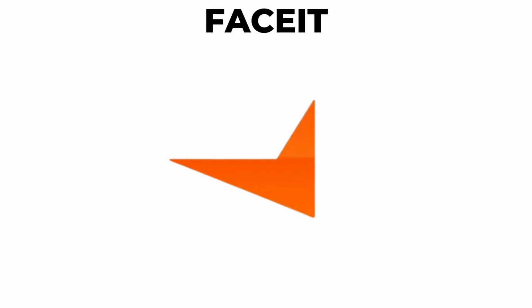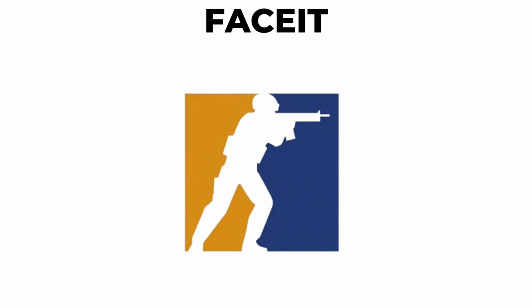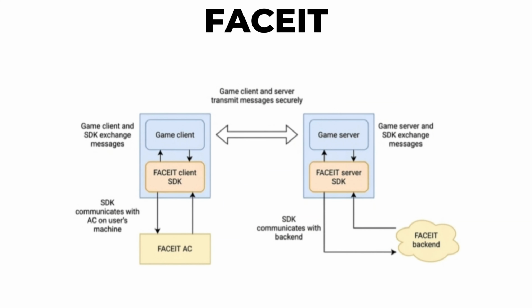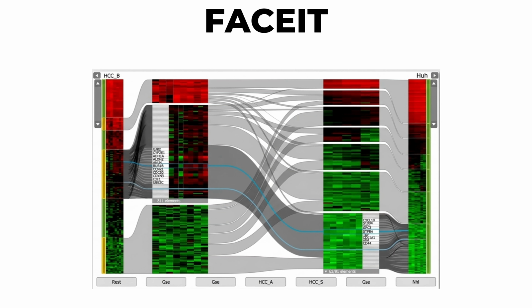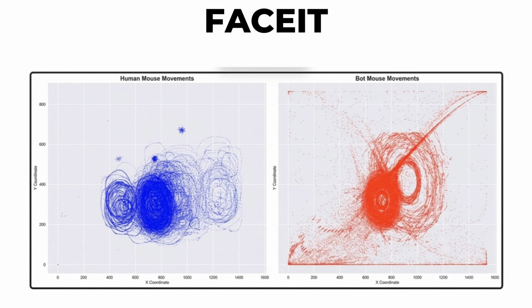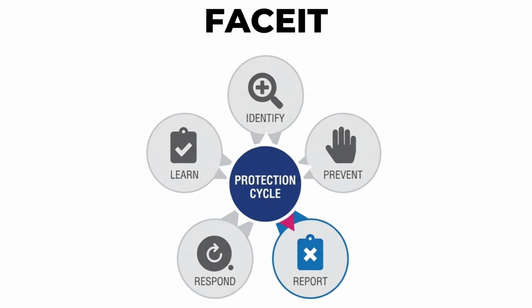Faceit. Dedicated to elite competitive environments like Counter-Strike. It uses a standalone client to provide maximum security, relying on advanced algorithms to analyze player patterns and identify abnormal aiming or movement that deviates from professional play. It integrates a robust reporting mechanism that uses community reports as data to improve detection models over time.